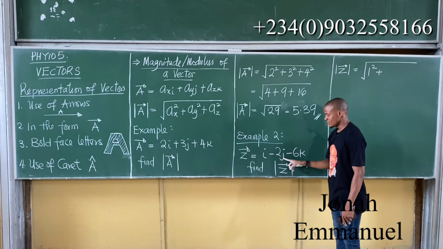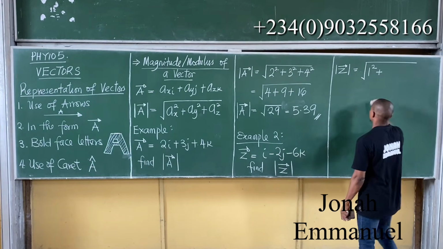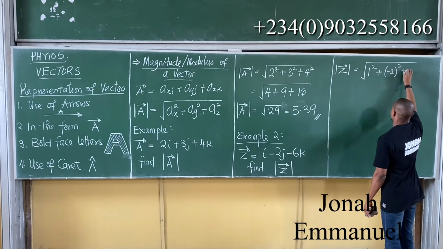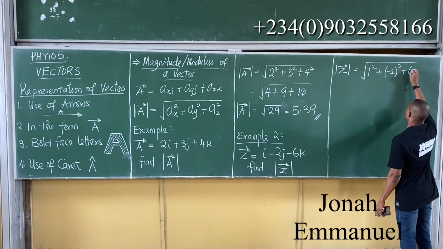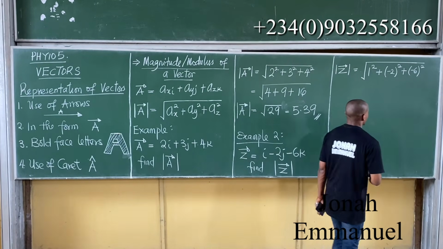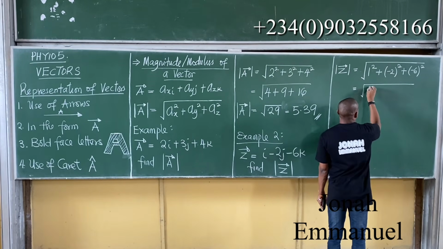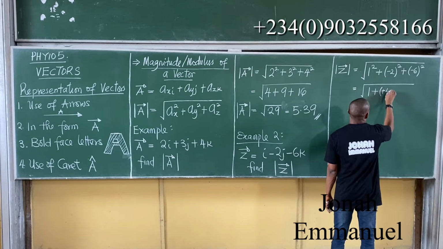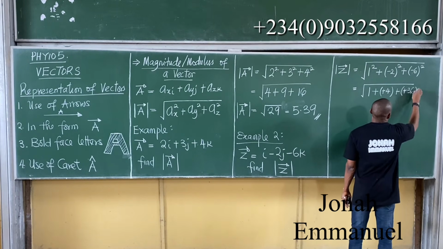In this case, my coefficient here is not just 2, but minus 2. So it becomes in bracket minus 2 all squared plus, for k, the coefficient is minus 6. So it becomes in bracket minus 6 all squared. So I have this. So this will now be equal to the square root of 1 squared, which is 1, plus minus 2 all squared gives a positive 4, plus minus 6 all squared gives positive 36.